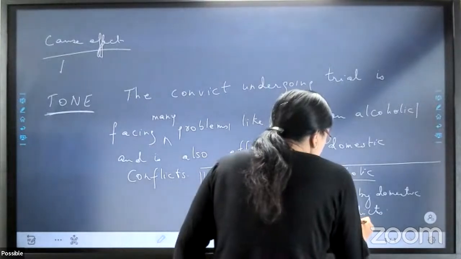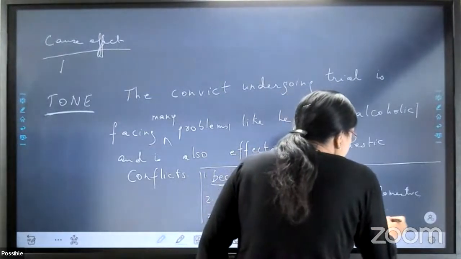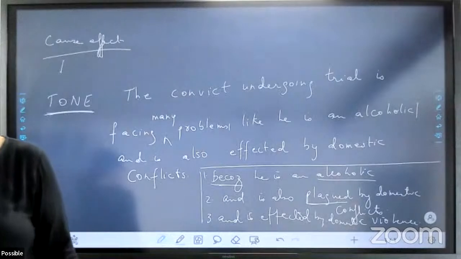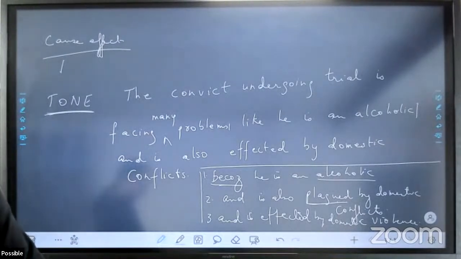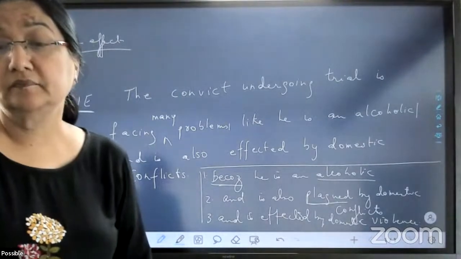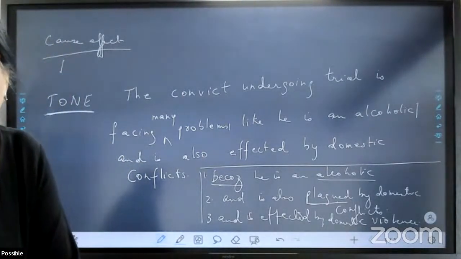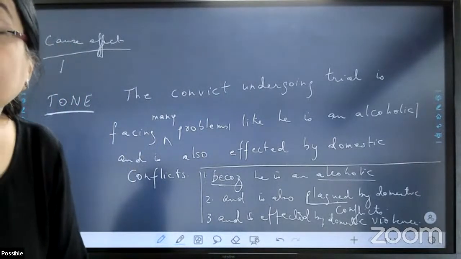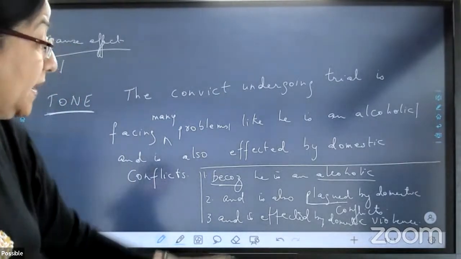by domestic violence. Now look at the third one. Up to alcohol, it is the same as above. The convict undergoing trial is facing many problems like he is an alcoholic and is affected. Up to there everything came out the same. Now, "and is affected by domestic." Yes, not distorted but inserted.